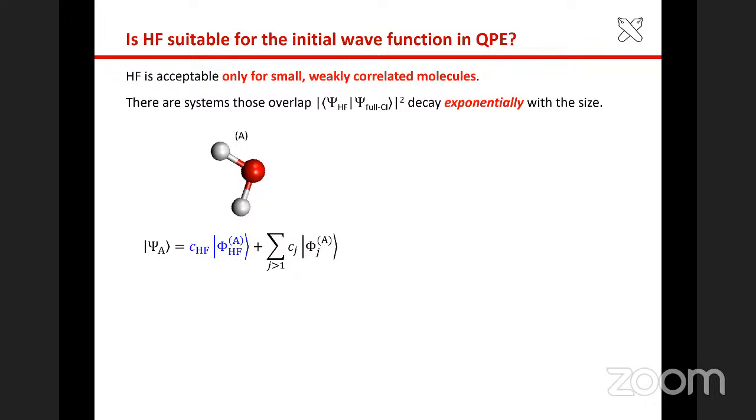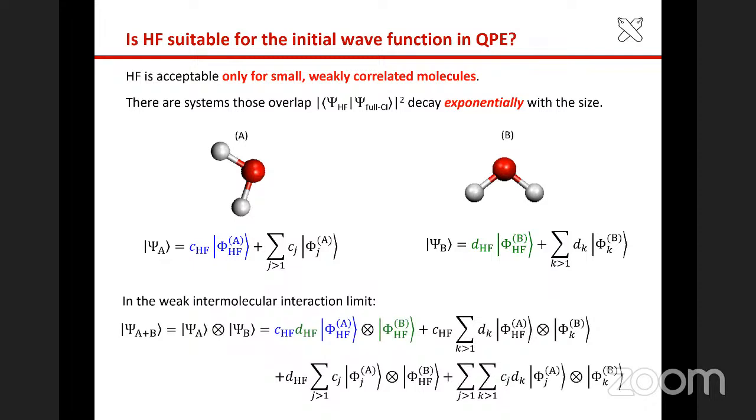But let's think about the case where we want to calculate the water molecule dimer. Of course, the wave function for the second water molecule B can also be written like this. And in the extreme limit of weak interaction, the wave function of the water molecule dimer can be written like this. Now the contribution of the Hartree-Fock configuration appears in the first line.